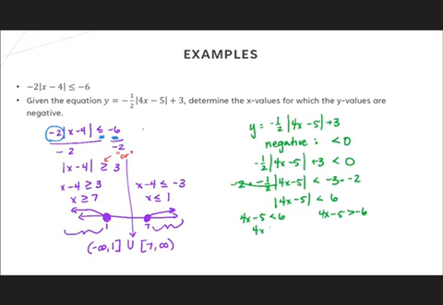So 4x is less than 11, which means x is less than 11/4. 4x is greater than a -1, which means x is greater than -1/4. This is less than, which means I'm looking at and. So my interval is going to go from -1/4 to +11/4.